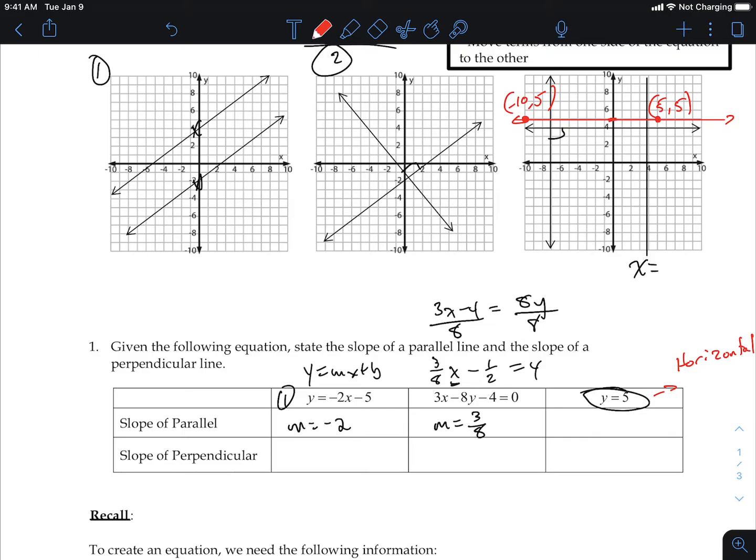Now, my next question is what's the slope of a horizontal line? What does slope dude say? Zero fun. Zero fun. Right? So the slope with this one, 0.